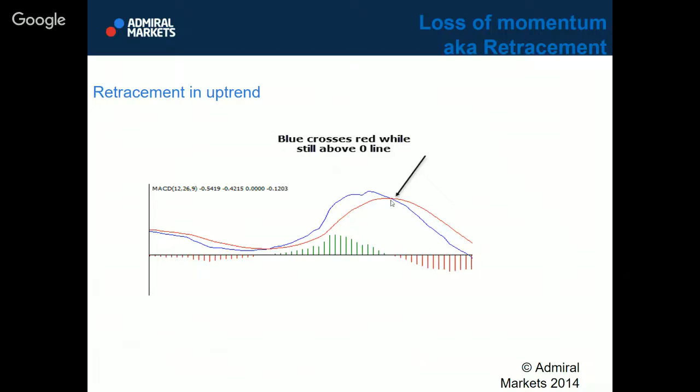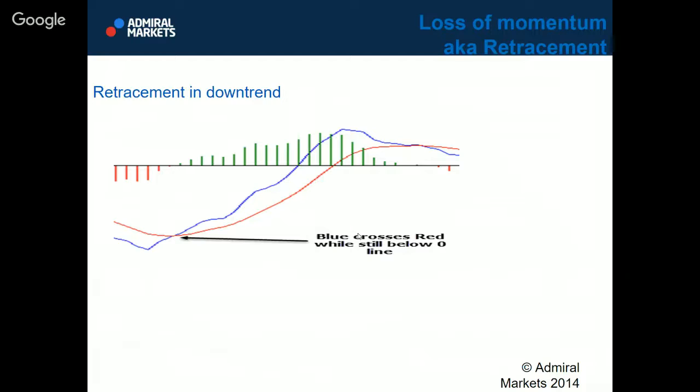And this is retracement in uptrend. Okay? Blue crosses red while still above zero line. Blue crosses red while still below zero line.